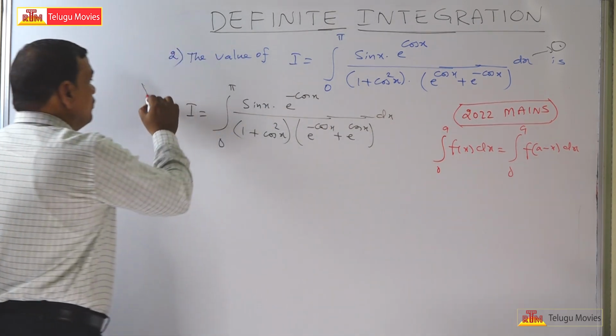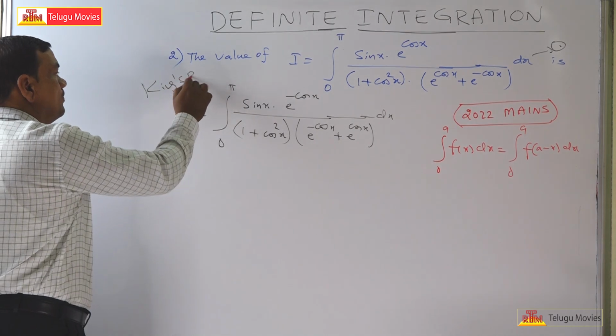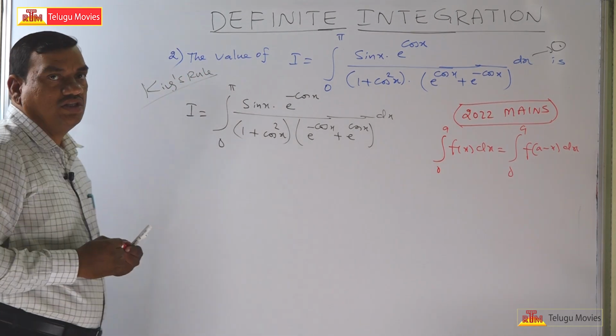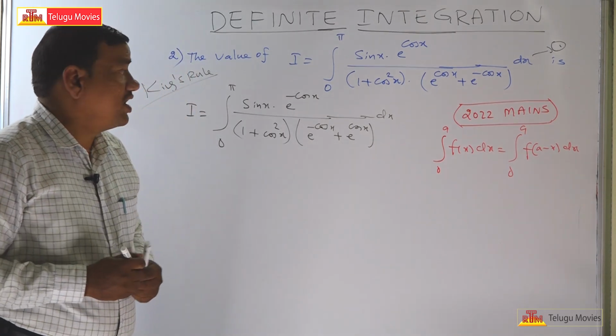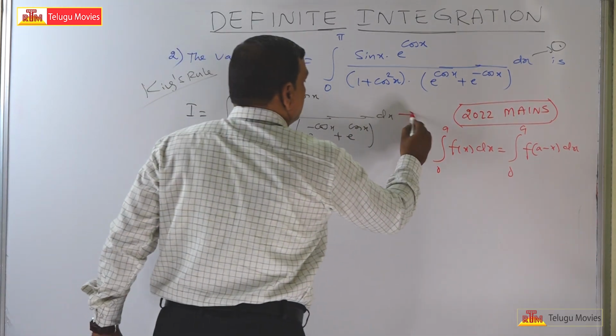So we are doing this with the King's rule. Very nice rule this is. Using this rule we can solve the majority of the problems. Call it the second equation.